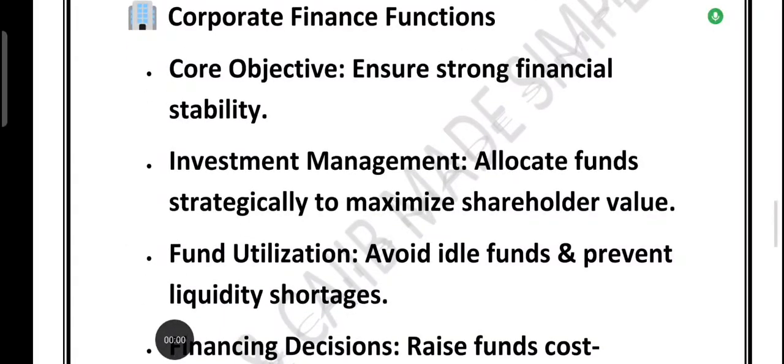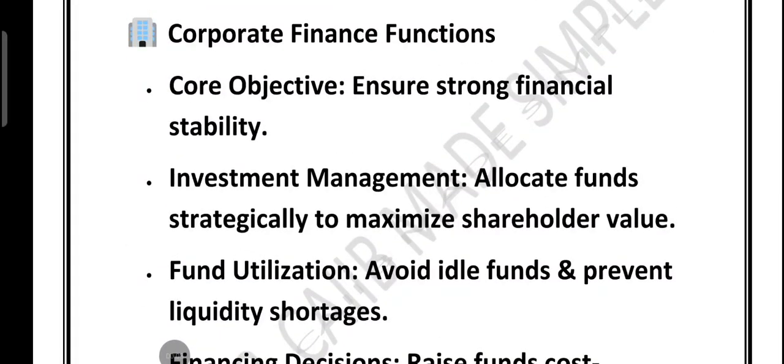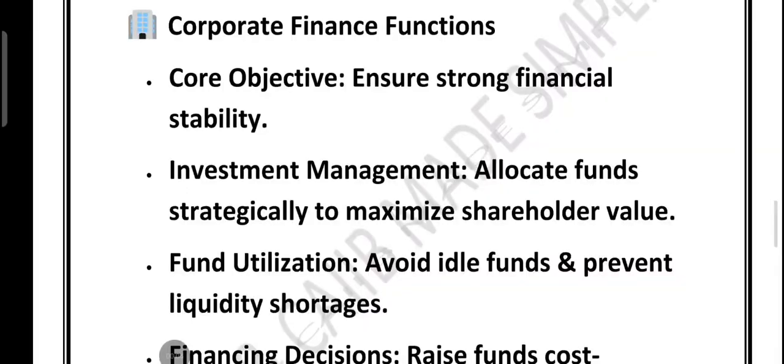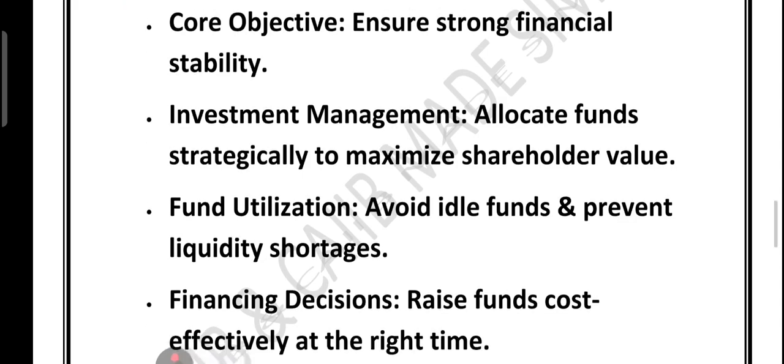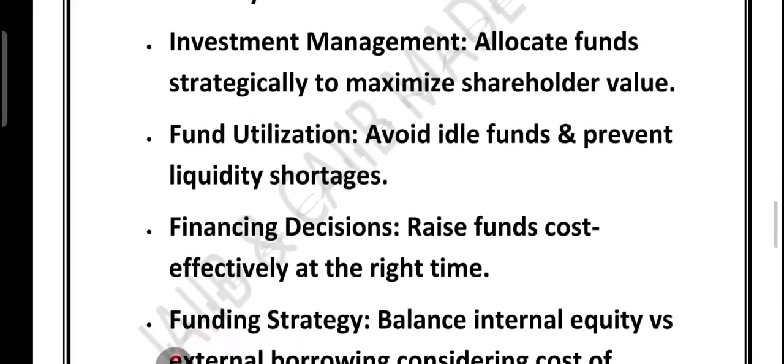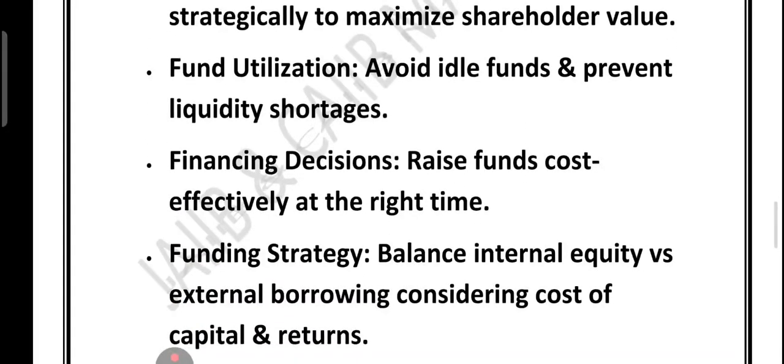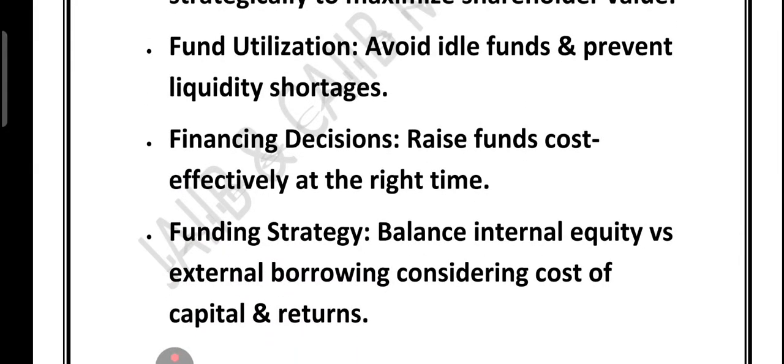So we will break down the meaning of corporate finance function and treasury management. Corporate finance ensures that the company has strong financial stability, right? One more point is investment management, which means they allocate funds strategically to maximize shareholder value. On fund utilization, if they avoid any idle fund, they prevent liquidity shortage. That is corporate finance. And financing decision means we can raise funds cost-effectively and at the right time.